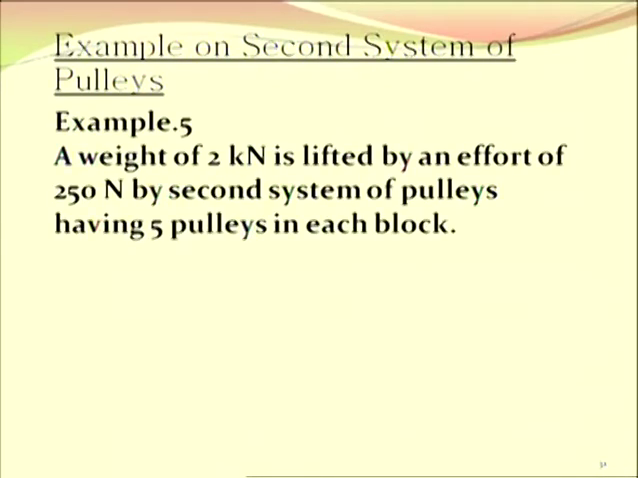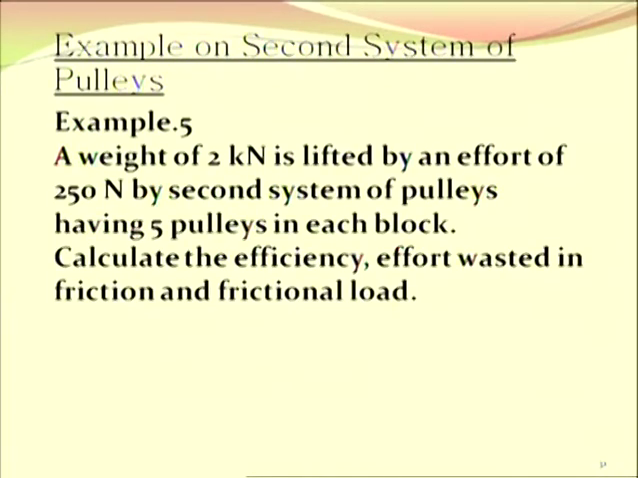Example number 5. The data provided in the example is: a weight of 2 kN is lifted by an effort of 250 Newton by a second system of pulleys having 5 pulleys in each block. Calculate the efficiency, effort wasted in friction and the frictional load. So this is the data provided.